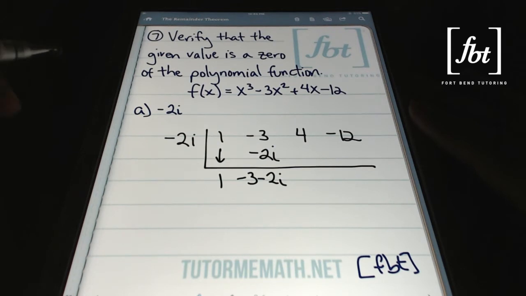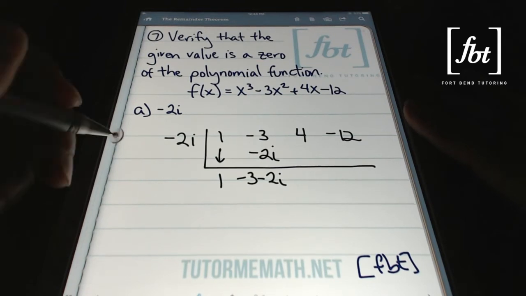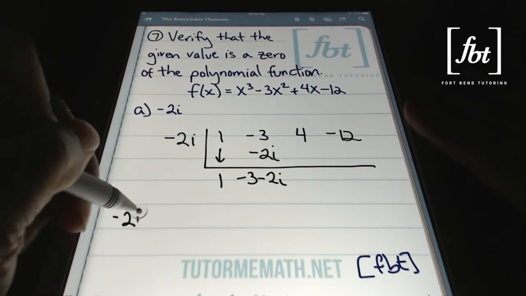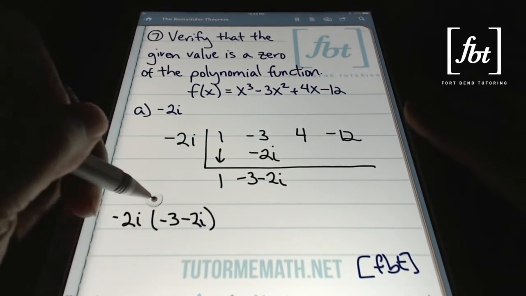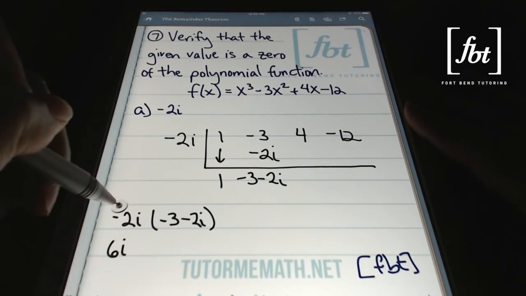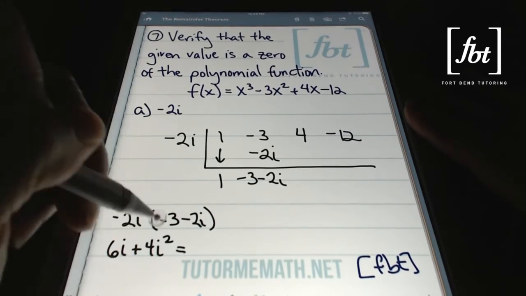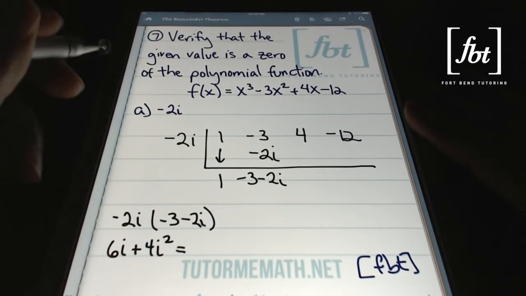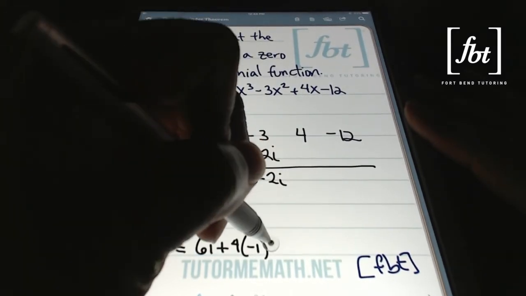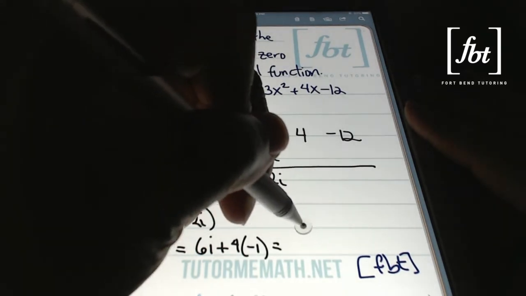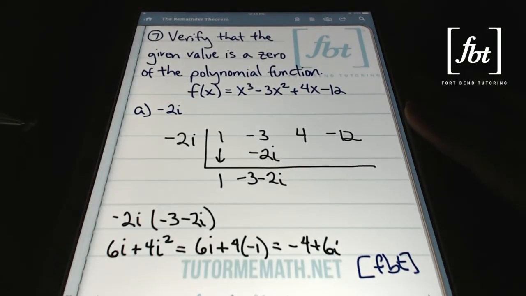Then you want to multiply, aka distribute, the negative 2i with this negative 3 minus 2i. So let's see what that looks like. If we multiply negative 2i times negative 3 minus 2i and distribute, you'll have negative 2i times negative 3, which gives you 6i, and then negative 2i times negative 2i is going to give you positive 4i squared. However, remember that i squared is equivalent to negative 1. So you'll rewrite this as 6i plus 4 times negative 1 and end up with a result for this particular product, which is negative 4 plus 6i.